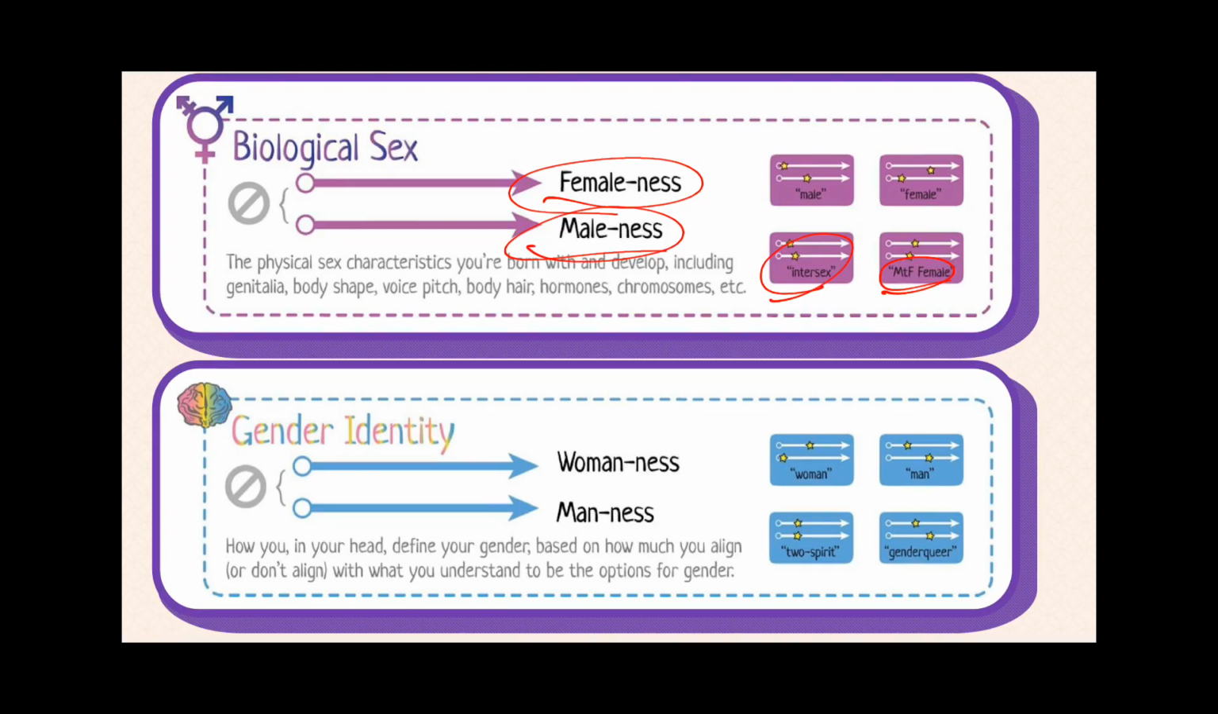And then the second dimension or construct of the gingerbread person is gender identity. So gender identity is how you in your head define your gender based on how much you align or don't align with what you understand to be options for gender. So we're looking at your womanness and your manness. So there are persons who just identify themselves as women, and there are those persons who identify themselves as men. There are also those persons who identify that they have both womanness and manness in their persona.